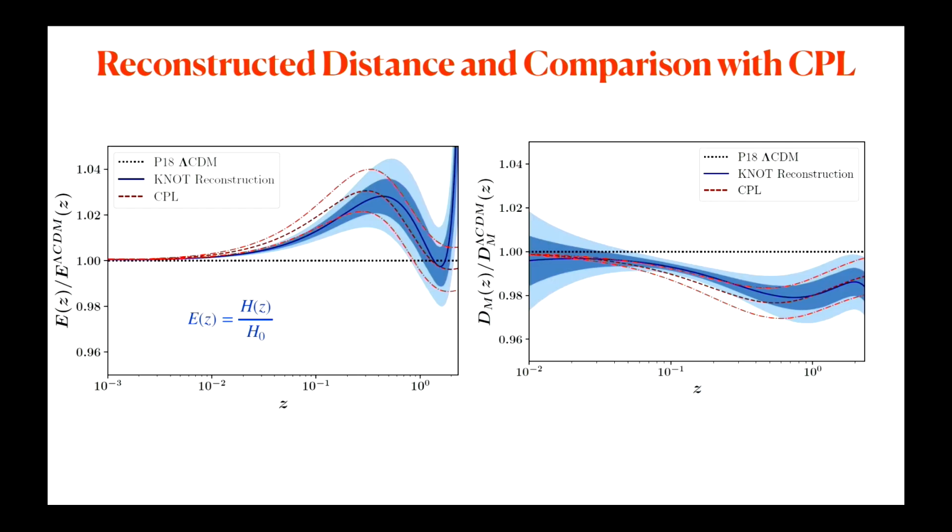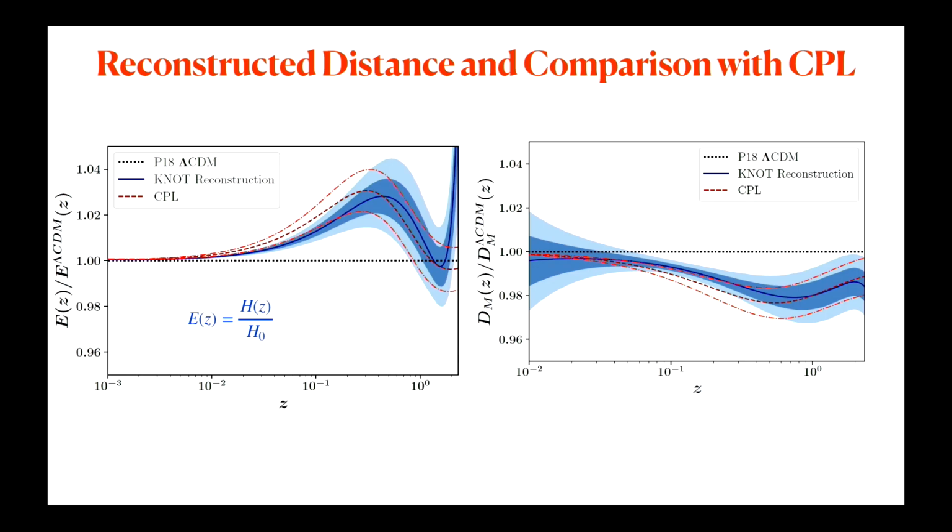Fine. Now, as you can see, this is our reconstruction for E(z), and this is the CPL. This is the reconstruction for DM, and this is for the CPL. The deviation from lambda CDM in our results and the CPL are quite consistent, fine. There is an interesting thing here: E, or H, has an increased value from lambda CDM around this redshift point I was showing, and DM basically has a minimum and then goes up again.